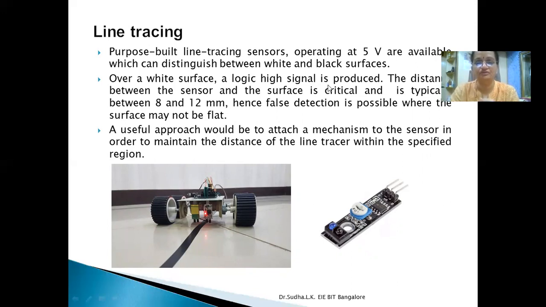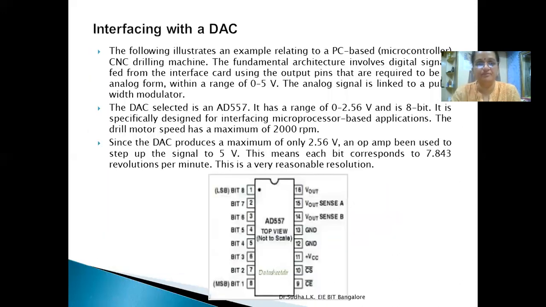It is going to sense the white surface as well as the black surface, and the height between your surface and the sensor should be 8 to 12 millimeter. If it crosses about 12 millimeter, it will not be able to sense the color of the surface, or sense surfaces with different combinations. So white and black are the high and low level signals. So this is about the line sensor.